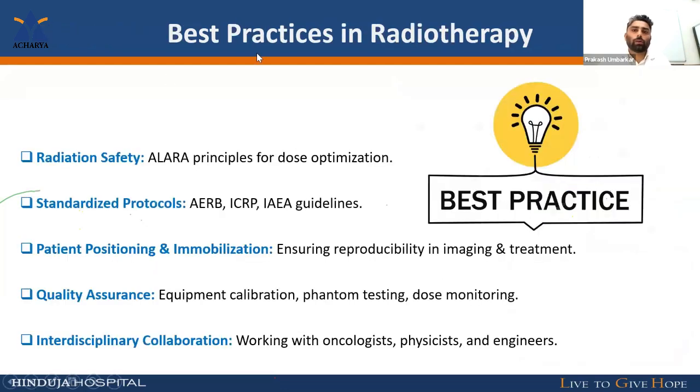So we in radiation therapy also follow some protocols: radiation safety, the ALARA principle for dose optimization, and the standard protocols of AERB, ICRP and IAEA guidelines. For patient positioning strategy we also follow best practice, and quality assurance, that is calibration, phantom, dose monitoring, and daily quality checks of the equipment also.